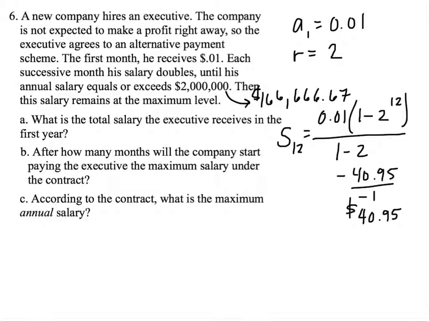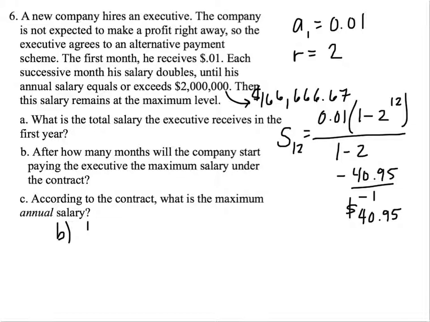Not bad for a year's work. Actually, it's pretty crappy. We know it's going to grow, but it's not going to grow that quickly. So after a year, he's not making anywhere near, or she is not making anywhere near. Oh, no, it does say his salary, so I guess it's a dude. Anyway, B. After how many months will the company start paying the executive the maximum salary under the contract?